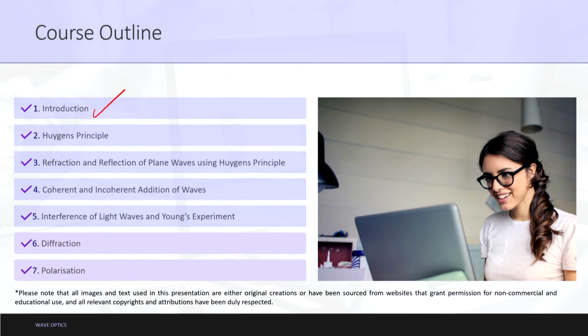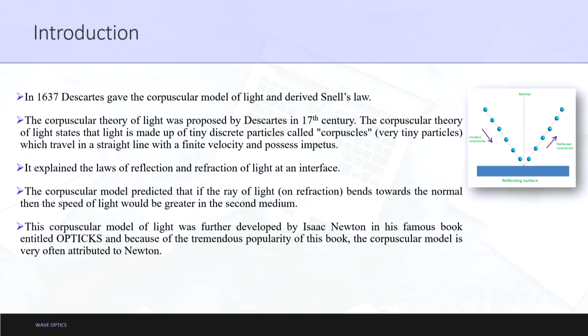So, in the last lecture we started with the Descartes theory, which analyzed light as a corpuscular model of light. He proposed that light is made up of tiny discrete particles called corpuscles. Corpuscles are nothing but very tiny particles which travel in a straight line with a finite velocity and possess impetus. Then the laws of reflection and refraction were also explained using this Descartes theory.